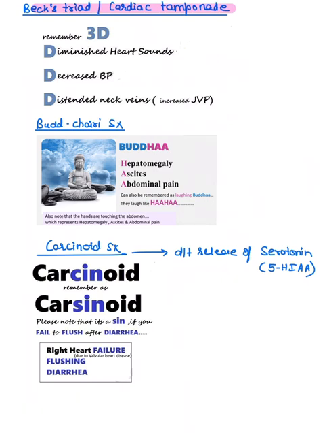You need to remember 3 Ds. Heart sounds are decreased, BP is reduced, and the neck veins are distended, which says that jugular venous pressure is increased.